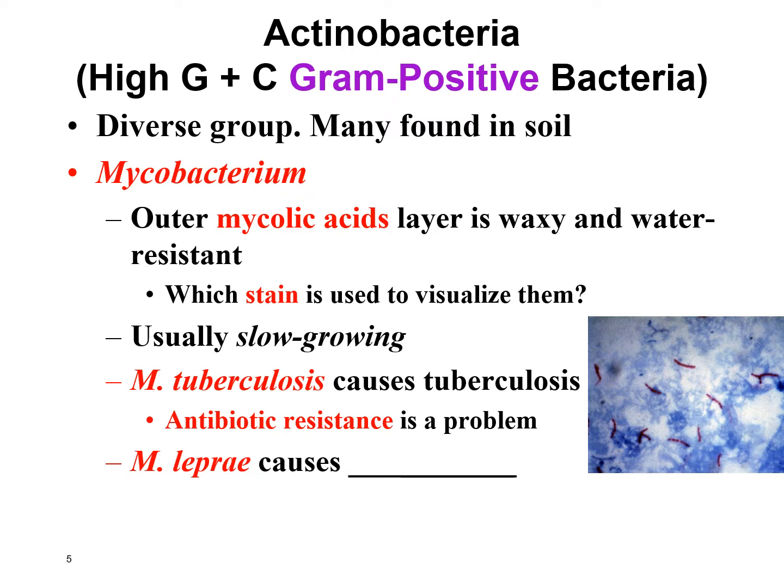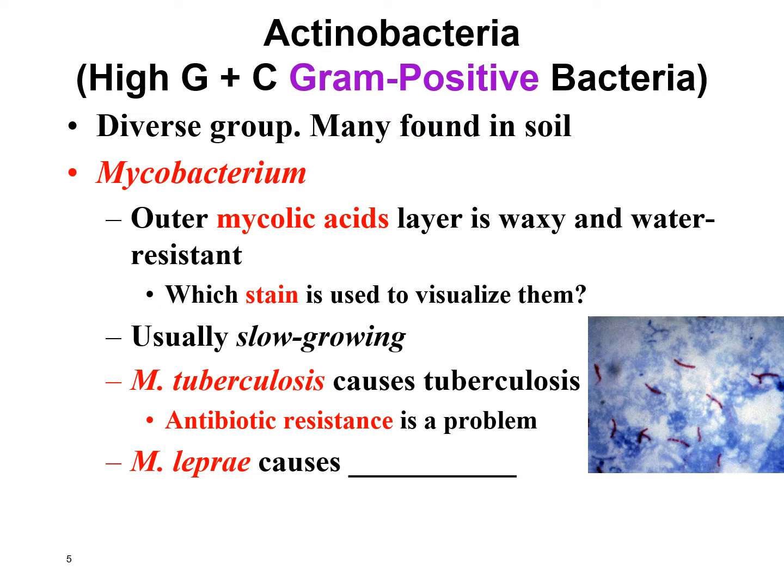Our first high GNC gram-positive bacteria are the Mycobacterium. A lot of these are found in the soil, and some of them can cause disease in people. What's unique about the Mycobacterium is that they have that waxy mycolic acid layer that's outside of their cell wall, and so they're not able to be gram stained.